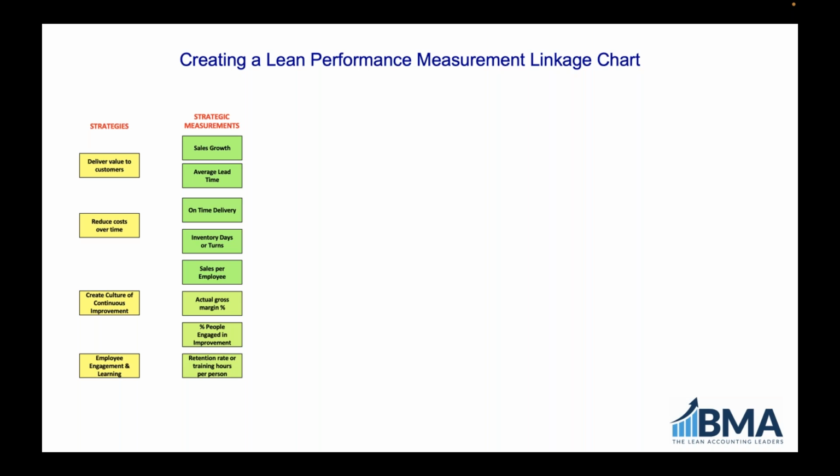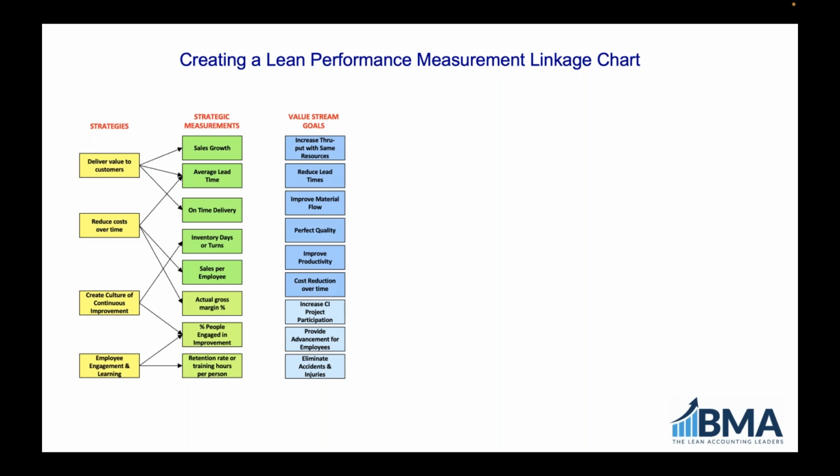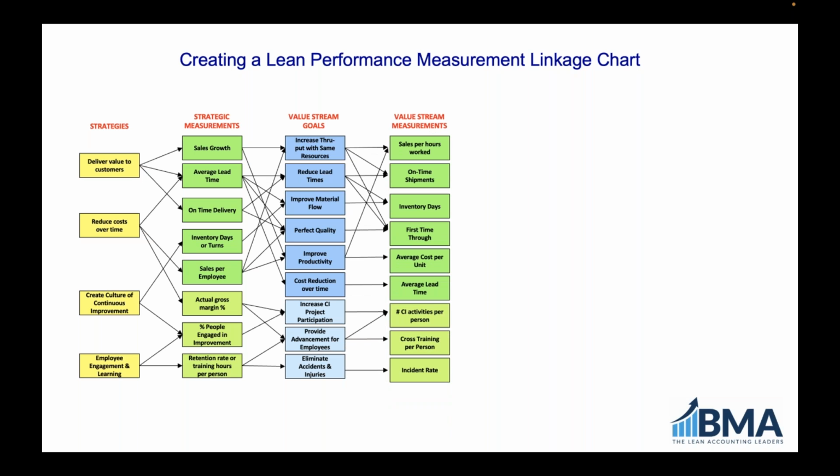These are the basic measures we've gone over. Then you link them. Sometimes a measure will link to more than one strategy. Then from there, remember I talked about goals and measures and targets. So then you set goals at the value stream level. What goals should the value stream strive for in order to drive the strategic measurements? And then how are we going to measure at the value stream level the distance from the goal?